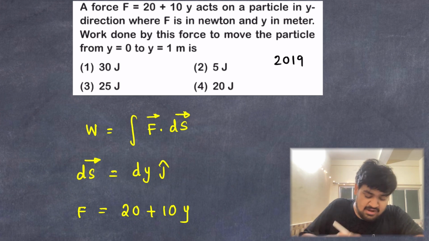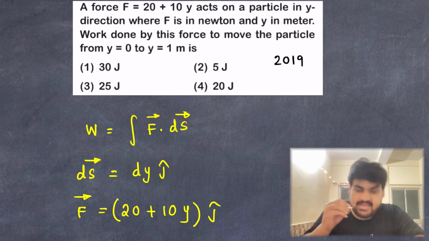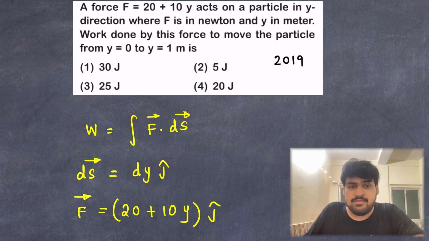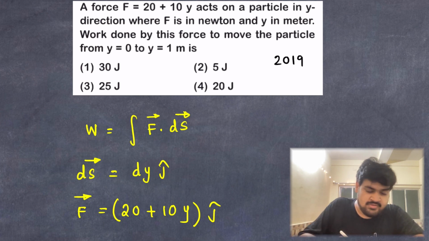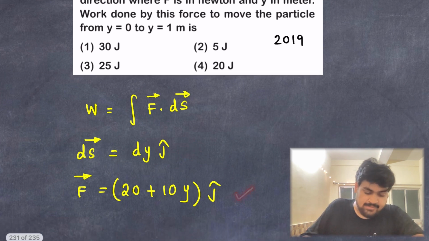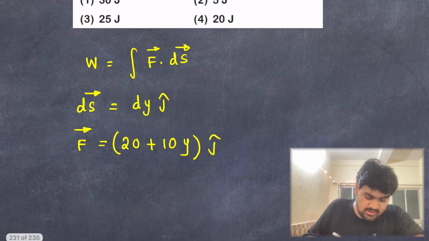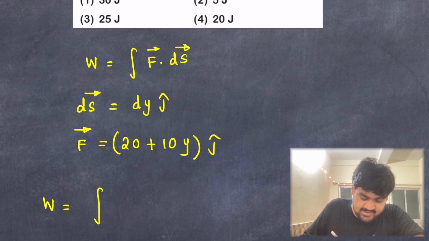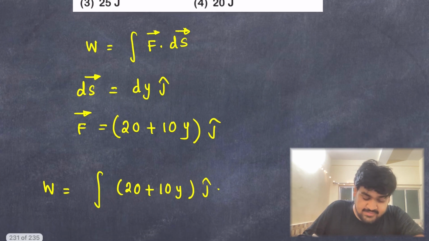So that means our force vector will be this multiplied by j cap, right? Magnitude into unit vector, that will be our force vector. Okay, so that means over here we got ds vector as dy j cap and force vector as (20 + 10y) j cap, right? So that means our work done will be the integration of F dot ds, right? So that means this is (20 + 10y) j cap dot, what is ds vector now?